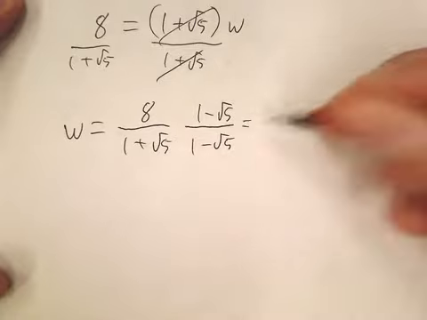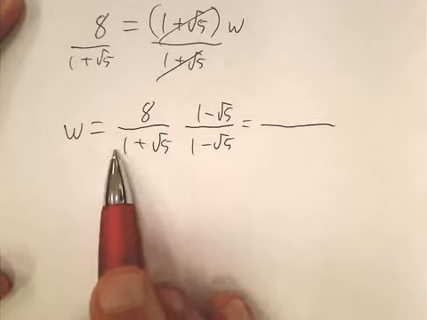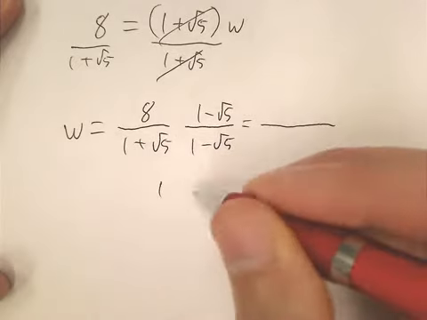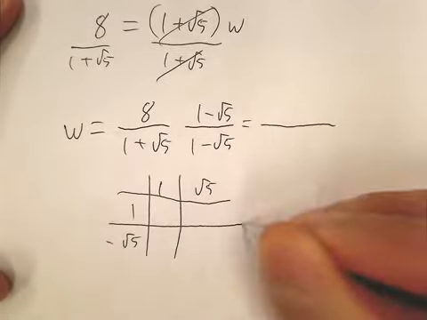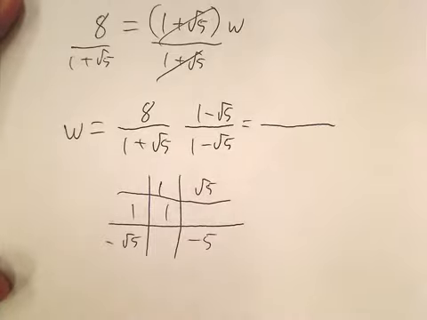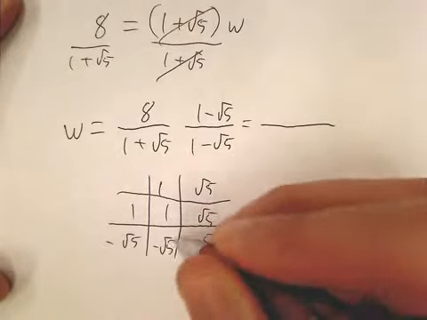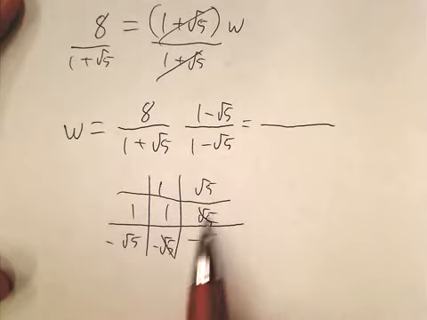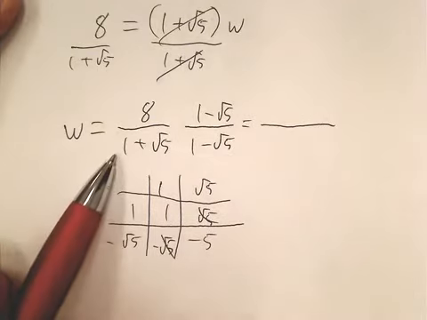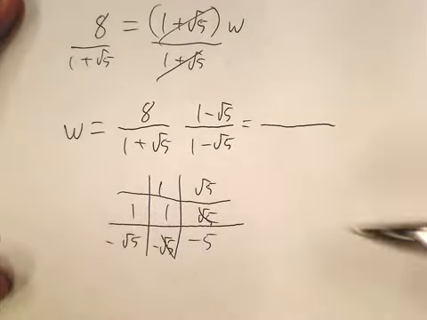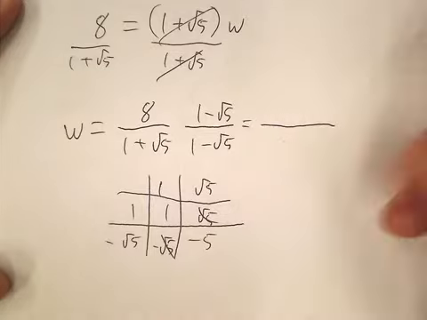Okay, so let's go ahead. We're going to use the grid. So 1 plus root 5, 1 minus root 5. And if you multiply all this out, this will be 1. This will be negative 5 because a root times a root is just a number. This is root 5. This is negative root 5, and those will cancel. When you multiply by the conjugate, those will always cancel. So you can almost do that in your head. You can say, well, that's going to be 1 because 1 times 1 is 1. And that's going to be negative 5 because root 5 times negative root 5 is negative 5. So 1 minus 5 gives me negative 4.